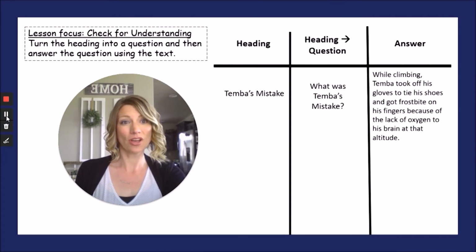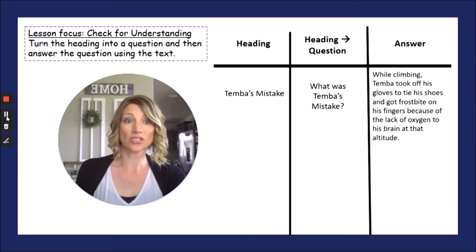Now the answer. While climbing, Timba took off his gloves to tie his shoes and got frostbite on his fingers because of the lack of oxygen to his brain at that altitude. Did you come up with the same answer? Nice work. Let's keep reading.